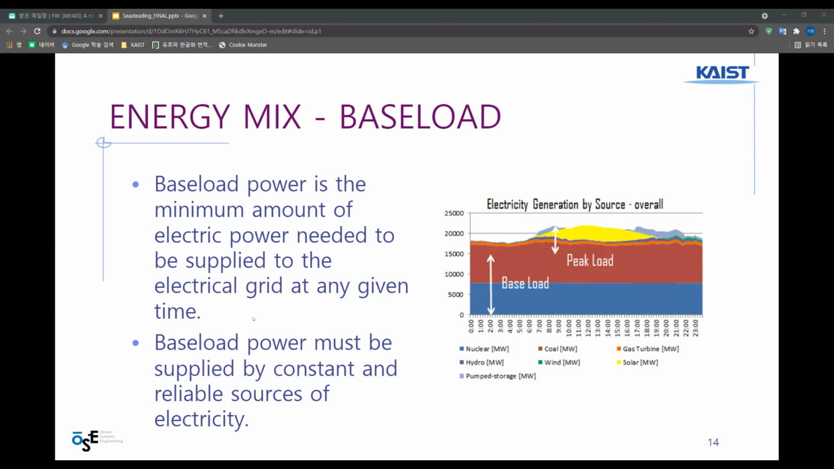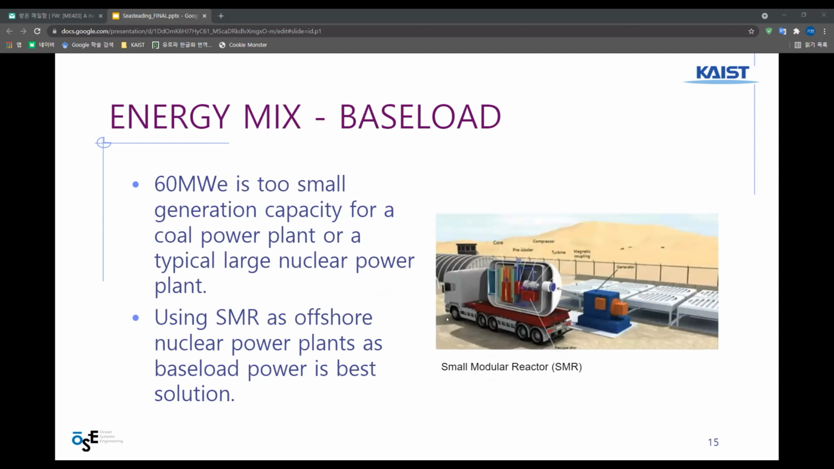Usually, coal power plants and nuclear power plants are used for base load power. You can see in the right graph that nuclear power and coal power are used in base load power. However, 60 megawatts is too small to be produced in typical coal power plants and nuclear power plants.